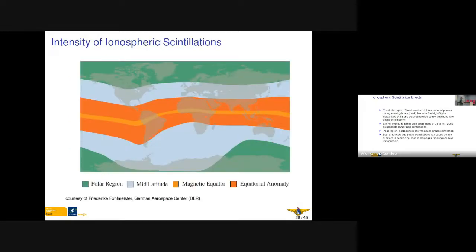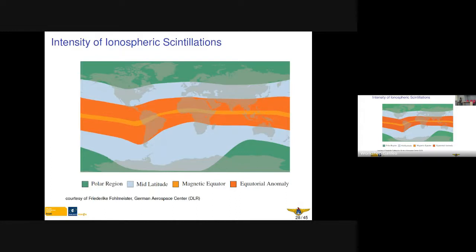We can see here a graph that shows the geomagnetic equator, and then also what's called the equatorial anomaly, and we can see that Brazil fits right into it. So we have these scintillation effects especially strongly here, and the polar region in green is the other region where we can experience these kinds of effects. In blue is what is usually considered mid-latitudes.